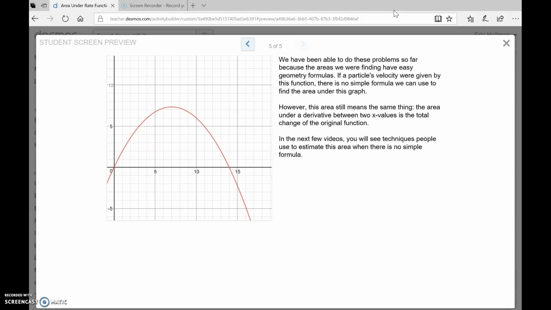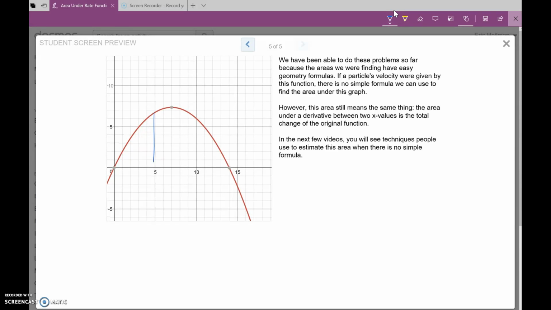So in this graph here, you see this is just a parabola. If I wanted to find the area underneath the curve at 5, I don't really know a formula for this shape, right? So what we're going to be looking at coming up are different techniques people have used to approximate or estimate the area underneath something like a parabola or any curved line. Because theoretically, that area still means the same thing. If this was the velocity function for a particle and we wanted to find how far it's traveled, we would still want to find the area under the curve.